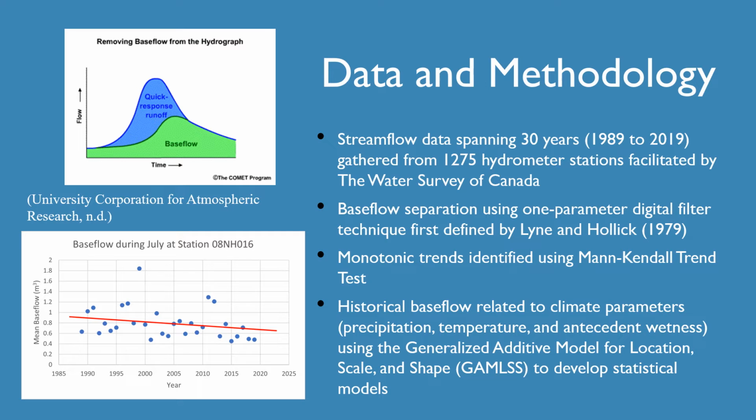GAMLSS is a modern distribution-based approach to regression. The three climate parameters I looked at were precipitation, temperature, and antecedent wetness, which is the summation of the previous 3 months' precipitation. The climate parameters were averaged over the watershed basin to be related to the streamflow.